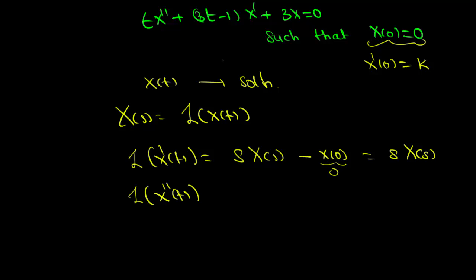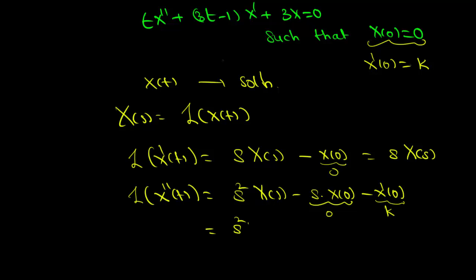the Laplace transform of x''(t) is s²X(s) minus s x(0) minus x'(0). x(0) is 0 and we have assumed that x'(0) is some constant k, so this is s²X(s) minus k.